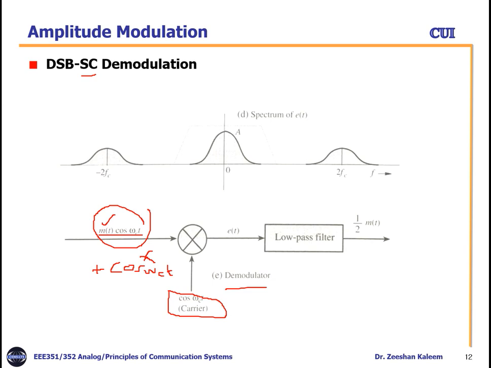So we multiply again with this one, so we will get E of t. We named it E of t, and then pass it through the low pass filter and finally get half m of t. Their amplitude will be reduced to half as well.